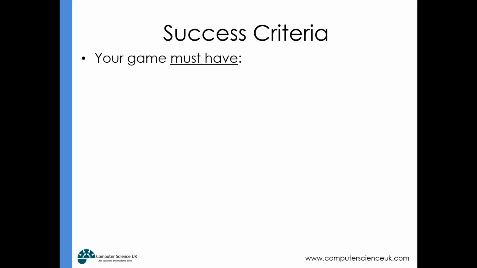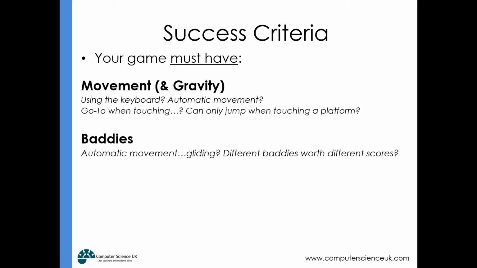Now, for it to be successful, the game has got to have the following. It's got to have movement and gravity. So we need to be able to move a character around, and it needs to fall to the ground if we aren't touching any of the movement keys. So therefore it's going to be a platform game. It can only jump when touching a platform as well, perhaps. It might have automatic movement, or there might be baddies that we've programmed to move from place to place.